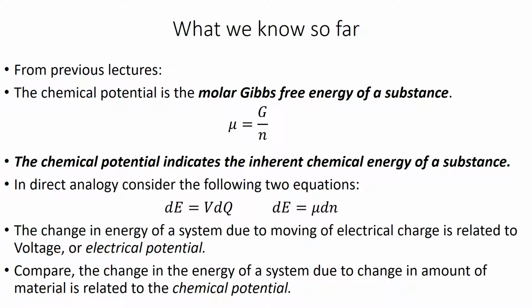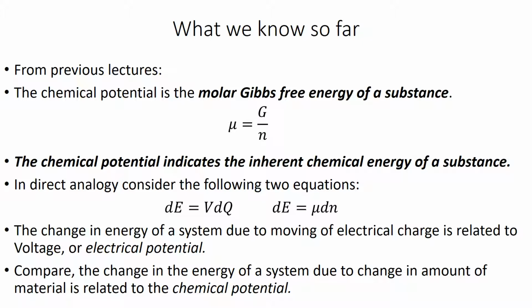Alright, what do we know so far? From previous lectures, we have found out that the chemical potential is the molar Gibbs free energy of a substance, or if there are multiple chemicals in a system, then it is the partial molar Gibbs free energy. And that the chemical potential indicates the inherent available or potential chemical energy of the substance.